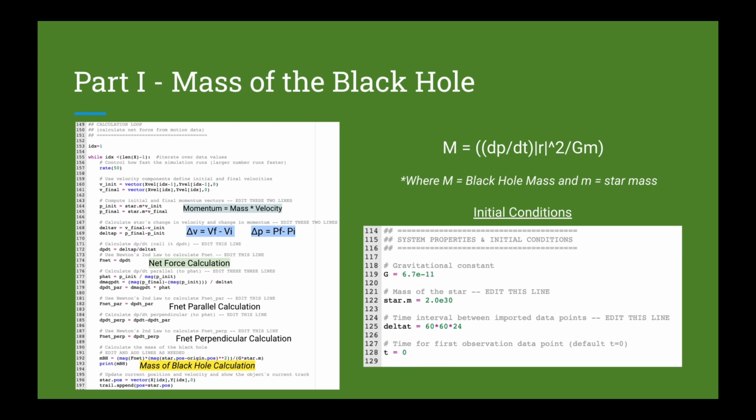We can then calculate net force utilizing Newton's second law as we saw in the last slide, and from there we can calculate F-net parallel and F-net perpendicular, where F-net perpendicular equals the total net force minus F-net parallel. We can then use these values to calculate the mass of the black hole using the formula M equals dp/dt times the magnitude of r squared divided by G m, where capital M is the black hole mass and little m is the mass of the star.